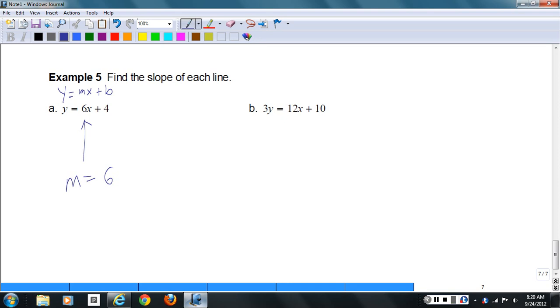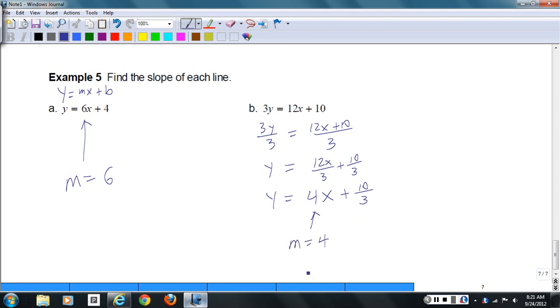Divide both sides by 3. Yeah. So 3y divided by 3 equals 12x plus 10, that quantity divided by 3. That gives us 1y on the left. And on the right, we take the 12x divided by 3, take the 10 and divide by 3, and y equals 4x plus 10/3. And once it's in slope-intercept form, then we just inspect the equation and see that the slope is 4.